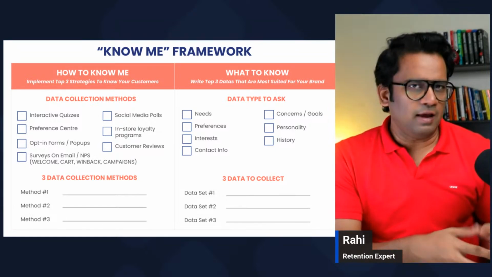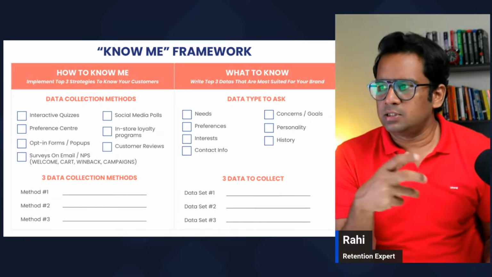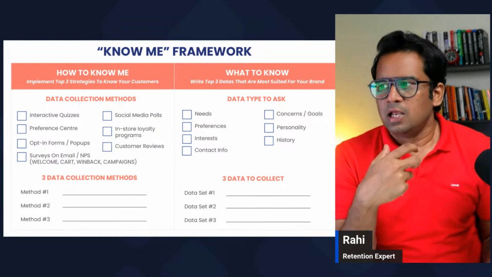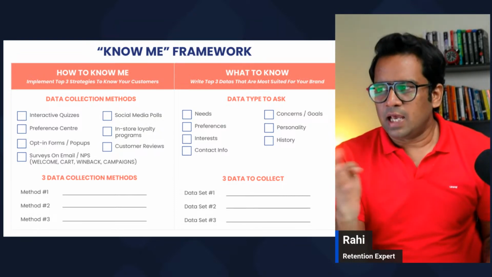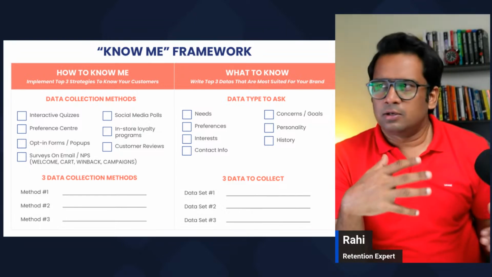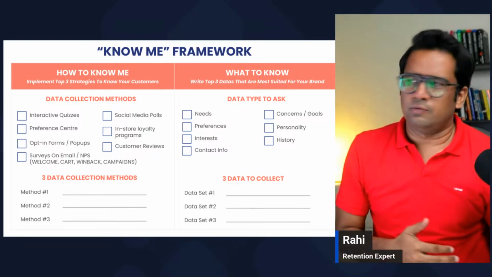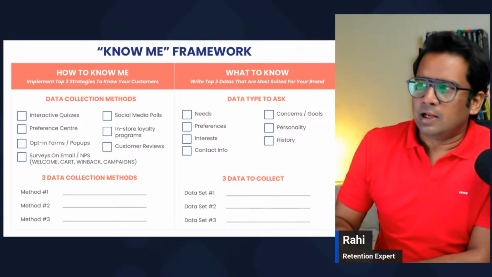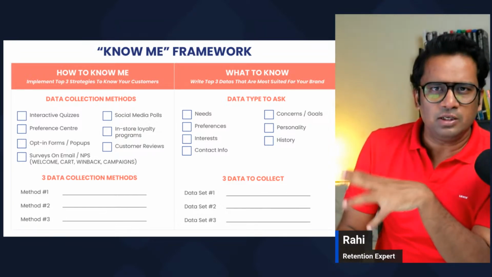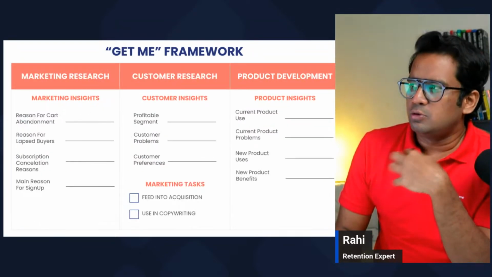So we have divided into needs, concerns, preferences, personality, and interest, and then we try to get that data into the system. And once we have that, we also recommend going only after 3 data collection points and not going for more than that. And next, once you have this implemented, the idea is to go to the Get Me framework.